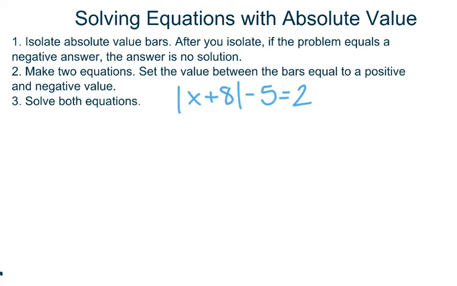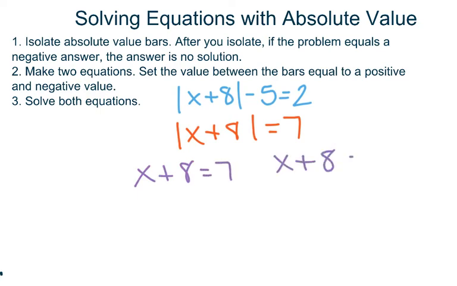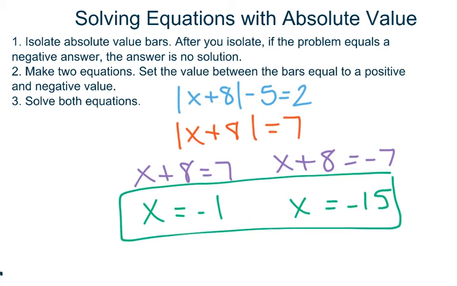So, go ahead and pause it and you try it. Alright, so the first thing you should have done was isolate the absolute value bars. Okay, and then you should have made two different equations. And remember, when you make the two different equations, you get rid of the absolute value bars. And then the last thing that you do is solve. So this one's pretty easy. So hopefully you got that right. If you didn't, it's okay. We're still learning. And there's my two answers.